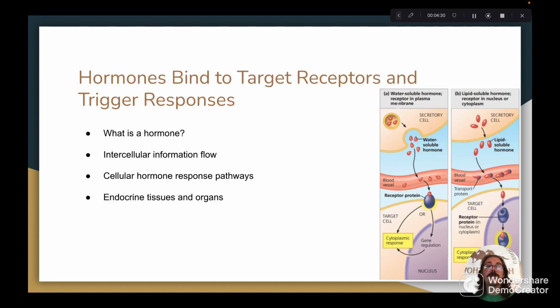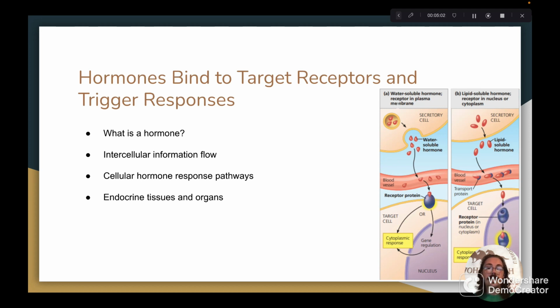Let's talk about response pathways for lipid-soluble hormones. When a lipid-soluble hormone binds to a receptor protein inside of a target cell, the intracellular response, typically a change in gene expression, is triggered immediately. Most receptor proteins that bind to lipid-soluble hormones are located within the cytosol of a target cell before binding to the hormone, after which the receptor-hormone complex formed by this bond moves into the cell's nucleus and alters the transcription of specific genes.